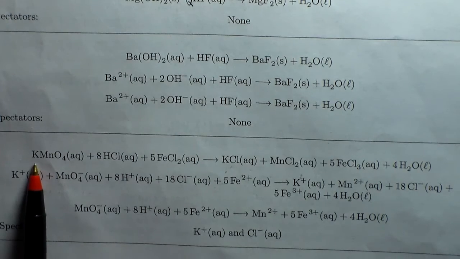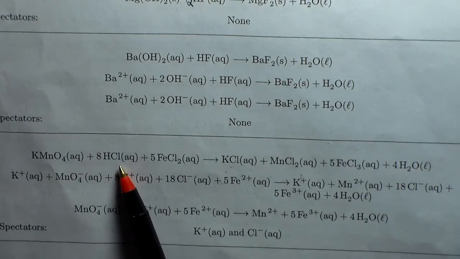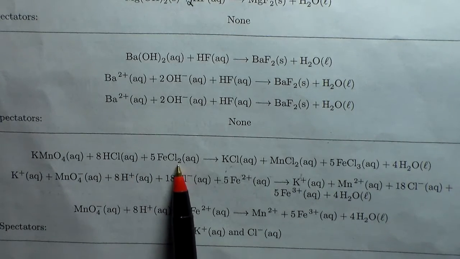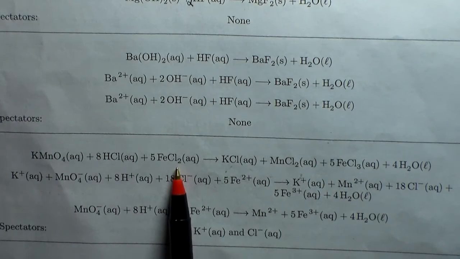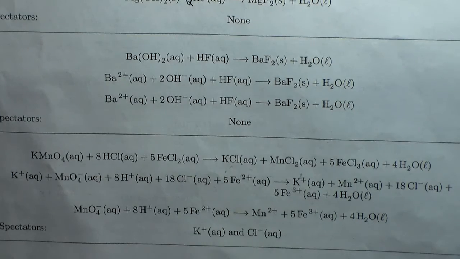So that means that my potassium permanganate is going to break apart. Hydrochloric acid, this is a strong acid again, so this will break apart. My iron chloride. All the chlorides are soluble except for a couple of examples there. So again, my iron chloride here will actually break apart.